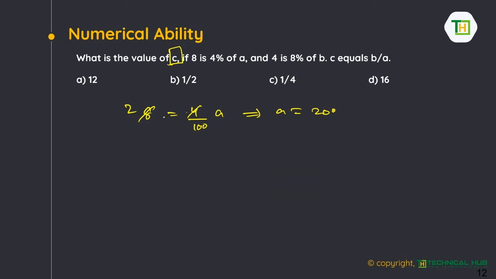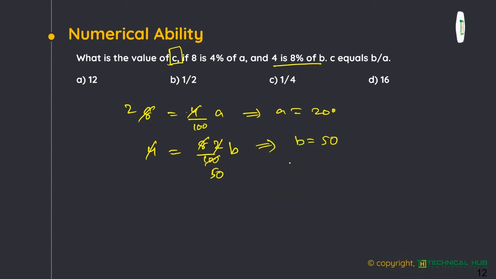And then 4 is 8% of B. 4 is 8% of B. Now from this, it is 2 times 4, so B is 50 times. Therefore, from this B is equal to 50. A is equal to 200, B is equal to 50.